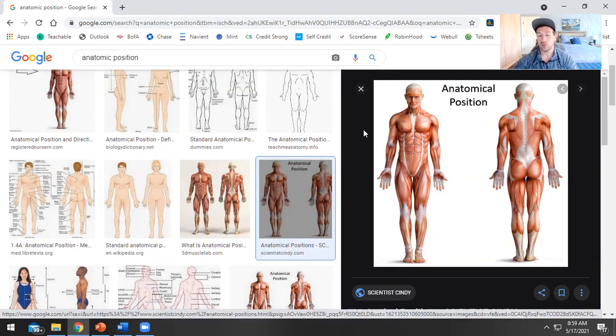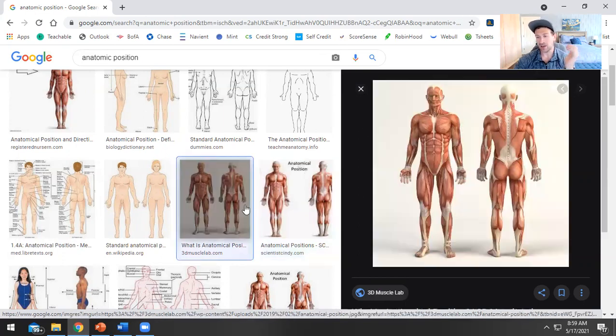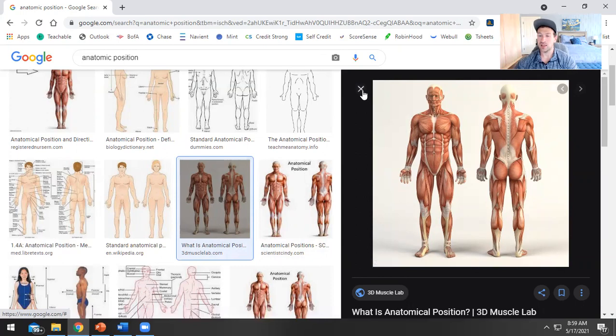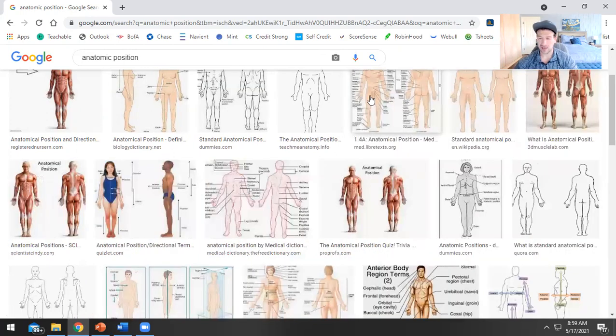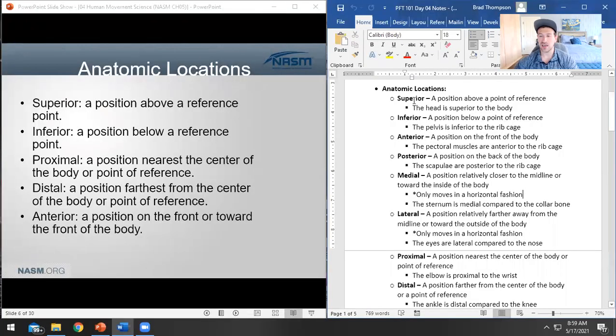So again, the reason we do that is because that takes any interpretation out of the conversation. It takes interpretation away immediately. We know exactly where we are talking about things because we refer to them only in the anatomic position. So that's the anatomic position. Let's go ahead and talk about some of our terms here.